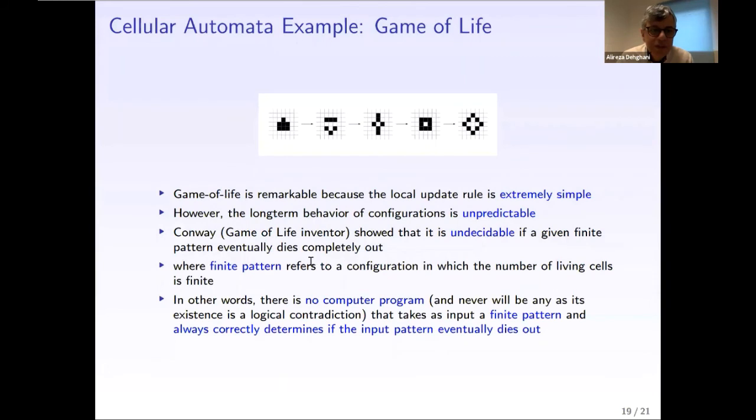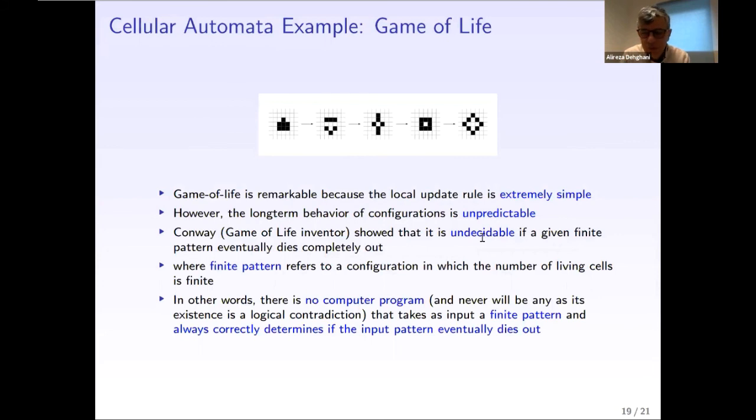The Game of Life is remarkable because the local update rule is extremely simple. However, the long-term behavior of the configuration is unpredictable. Conway, the Game of Life inventor, showed that it is undecidable. You may ask, why are we talking about the Game of Life, and about cellular automata? Because that's an example of whether a specific problem for a machine is decidable or undecidable.